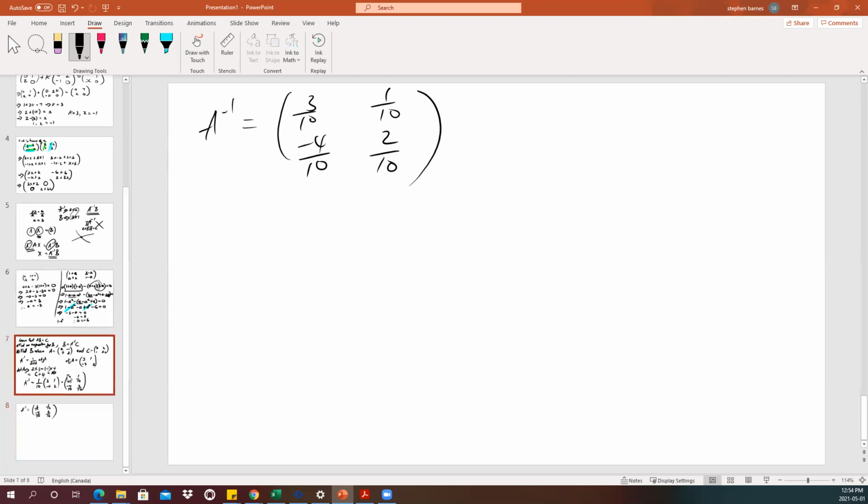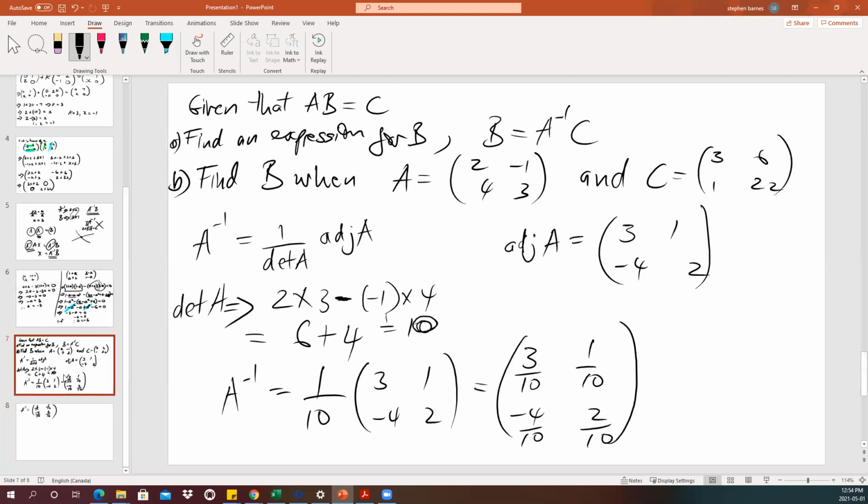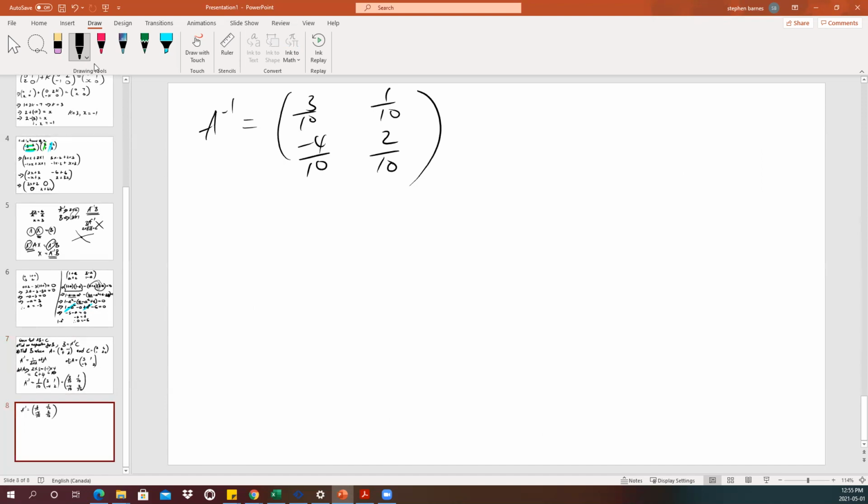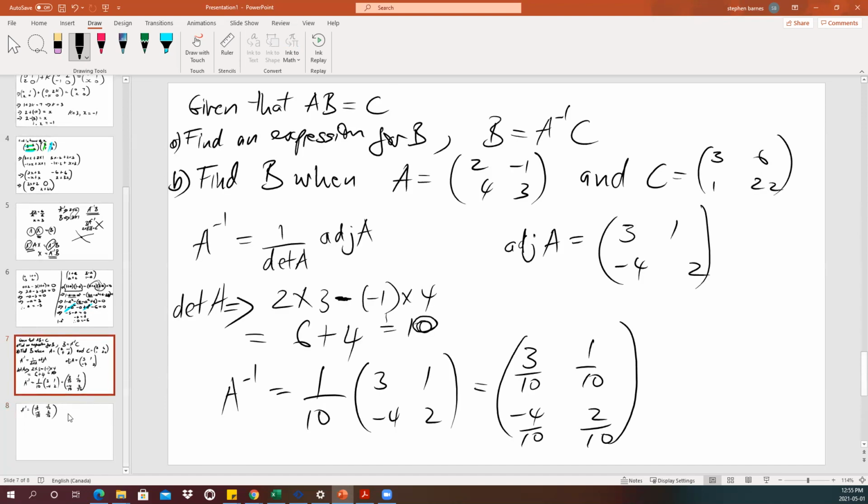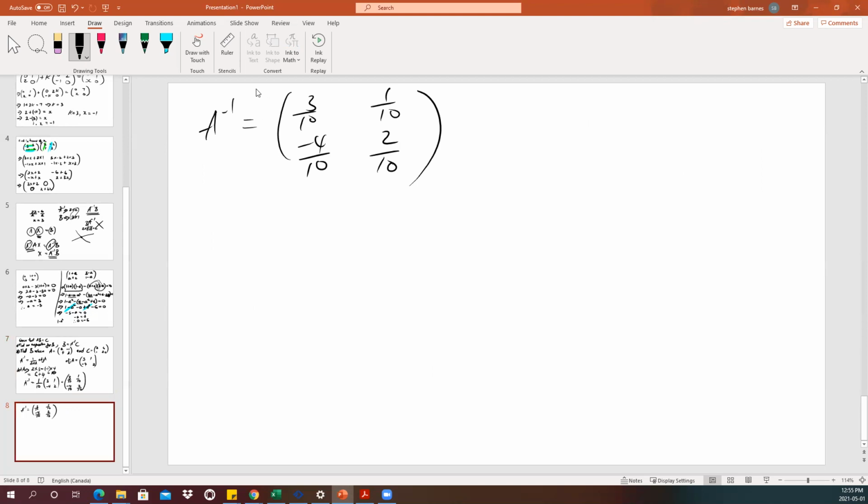So what we're supposed to do next, going back to this slide, is to multiply this inverse by C. And C is that over there, right? So let me go to it and save some time. I'll rub this out and put A inverse times C right here. So this is our A inverse and C is 3, 6, 1, and 22. So I have some serious multiplication to do.